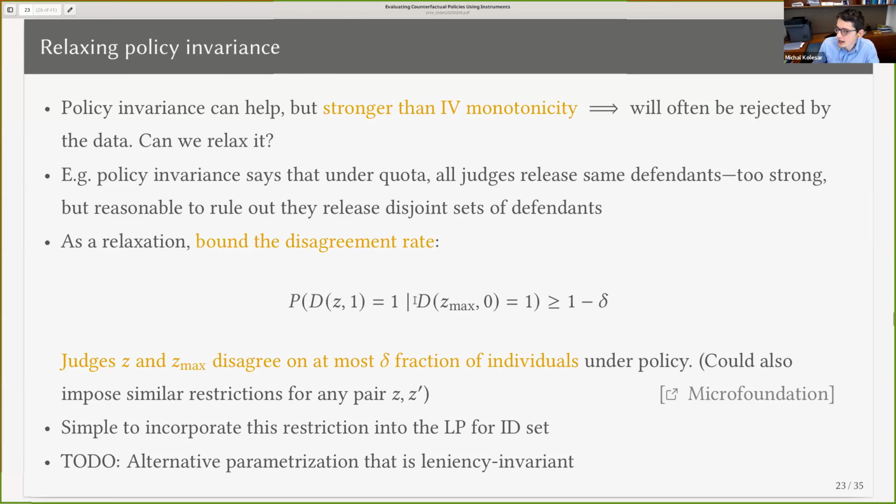I'm just going to say, if I'm currently released by the most lenient judge, there's going to be some probability, at least some probability 1 minus delta, that I'm also going to be released when I look at judges who are less lenient. And so this just says that there's almost a fraction delta of individuals on which the less lenient judges disagree with the judge who is most lenient. I think this is a nice restriction because we actually have some evidence on disagreement among judges that can help us calibrate this delta. And furthermore, it's simple to incorporate this type of restriction into our identified set.